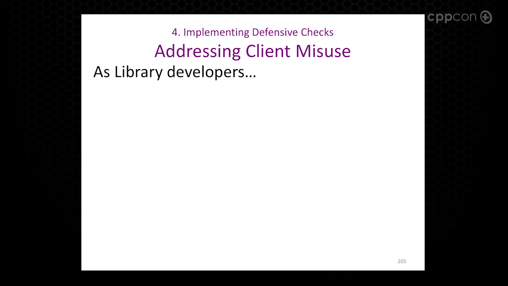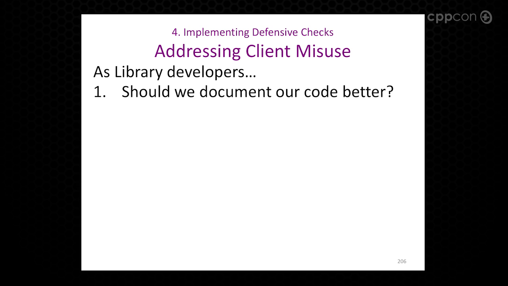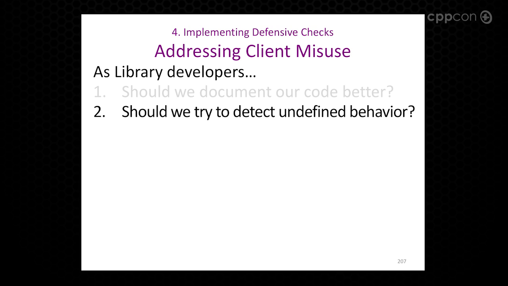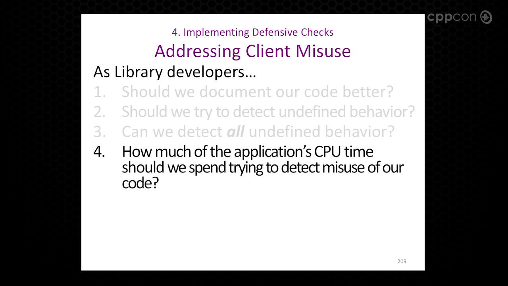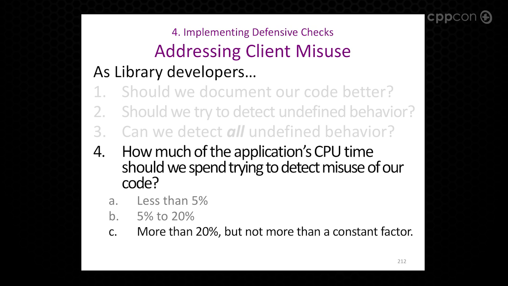Okay, as library developers, should we document our code better? Should we try to detect undefined behavior? Can we detect all undefined behavior? Remember from last time? We can't detect all undefined behavior. How much CPU of our client should we spend trying to figure out whether the client called us out of contract? Answer, less than 5%. How many people think we should spend less than 5%? Okay, excellent. How many people can afford 5 to 20%? A couple, okay. Anybody able to afford more than 20 but within a constant factor?